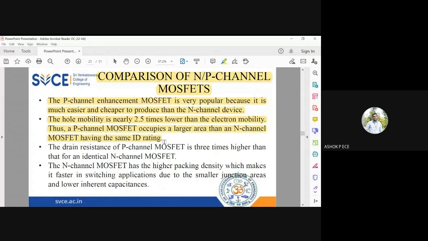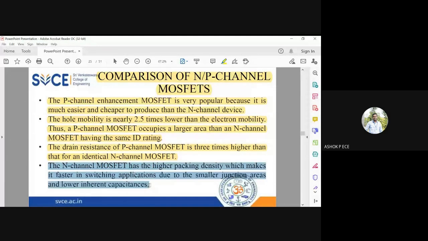When you fabricate P-channel MOSFETs, it is found that the area occupied by P-channel MOSFET is very, very large compared to the same occupied by N-channel MOSFET. Okay, so fabrication is easy, but when you compare, the area occupied is large and the mobility of holes is very, very less. And also the drain resistance of a P-channel MOSFET is 3 times higher than N-channel MOSFET. The N-channel MOSFET has the higher packing density, which makes it faster in switching applications.